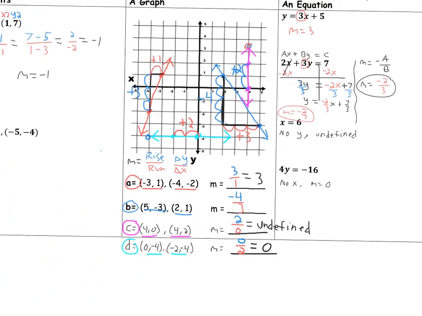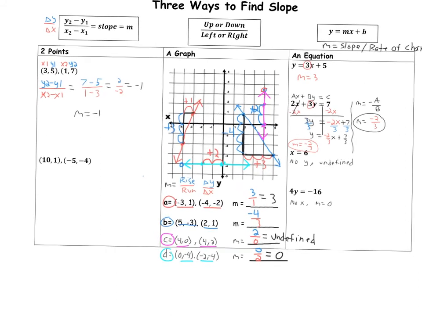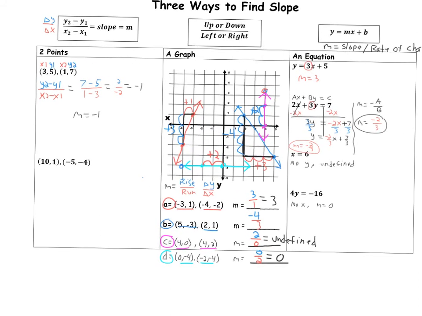All right, so here are your total notes. You can find the slope from 2 points using the slope formula or by graphing it. And from any linear equation, no matter the form, you'll be able to find the slope. Hope this helps.